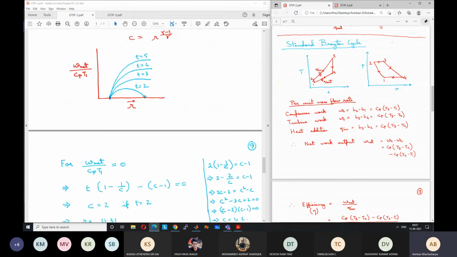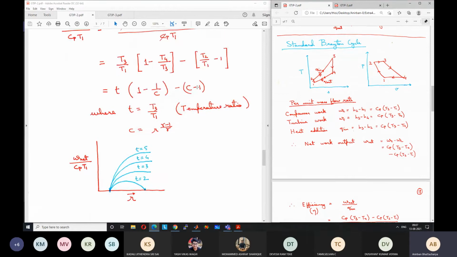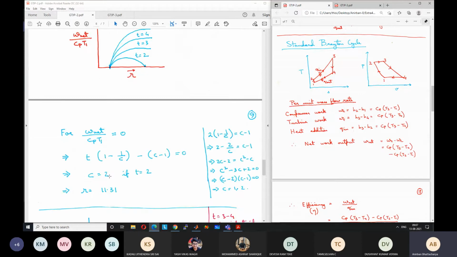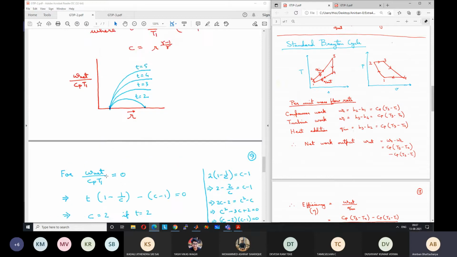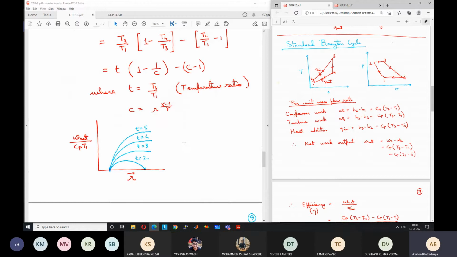And we found at what value it becomes 0. For example, for T equal to 2, we can just put the value in the expression for non-dimensional work output, equate it to 0, and find out what is the value of C for which the work output is 0. It was found to be 2 for T equal to 2, which means a pressure ratio of 11.31. C, remember, is R to the power (gamma minus 1) by gamma. This is just a way of writing it because we encountered this term many times, right?